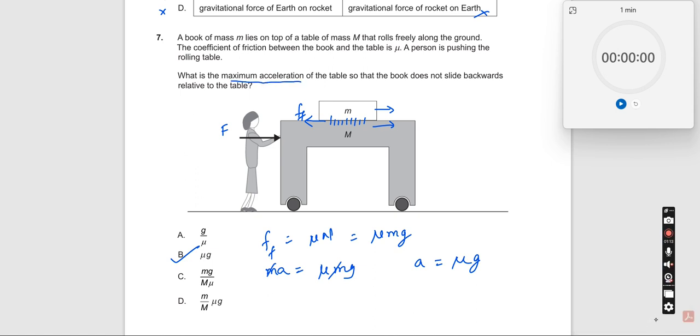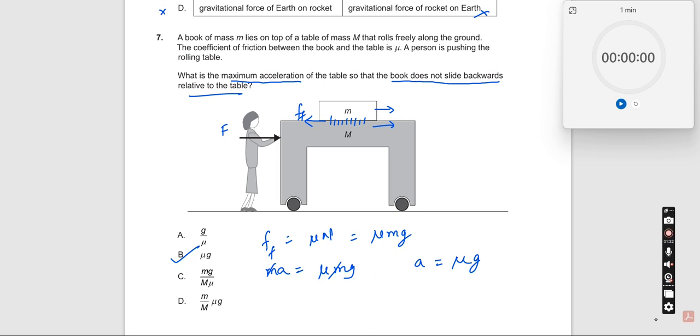What is the maximum acceleration? How much acceleration can you apply so that you see to it that both the blocks slide together? That's what it says. The book does not slide backwards relative to the table. So it means that this moves forward relative to this. Okay, it appears that it is moving backward.